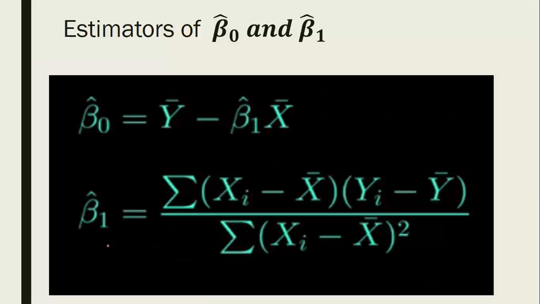Now, estimators of beta naught hat and beta 1 hat. Under the least squares criteria, where we choose the parameter estimates that minimize the sum of squared residuals, these are the appropriate formulas for the estimators. Here beta naught hat is equal to y bar minus beta 1 hat x bar, and beta 1 hat is equal to summation of xi minus x bar times yi minus y bar over summation of xi minus x bar whole square.